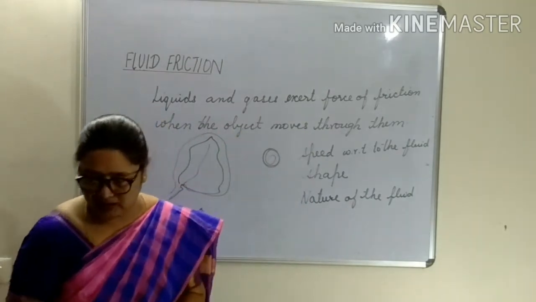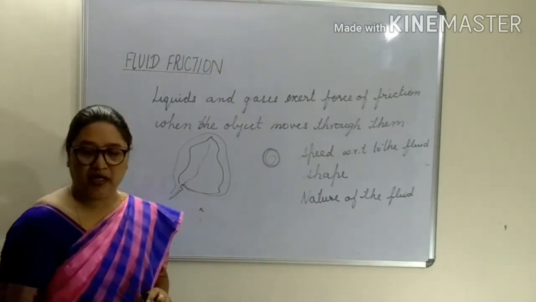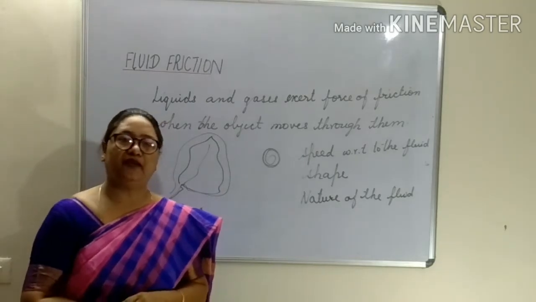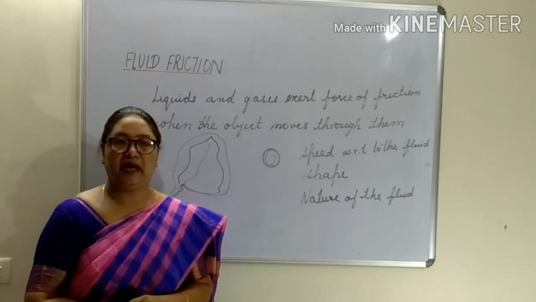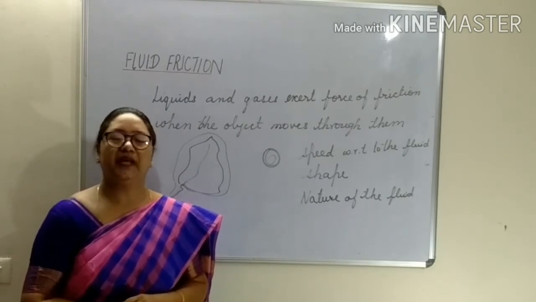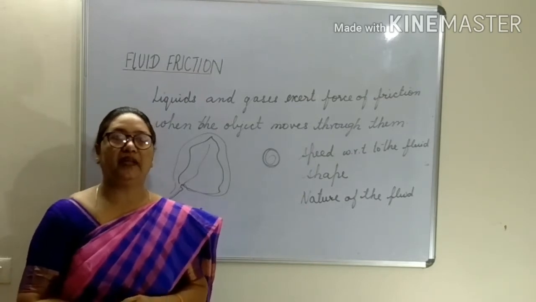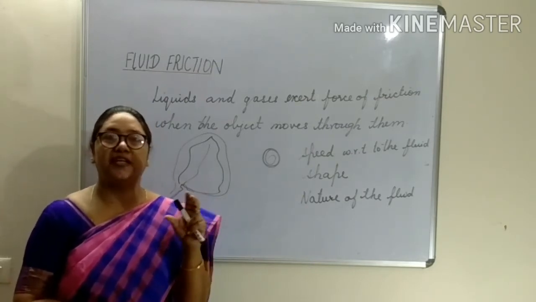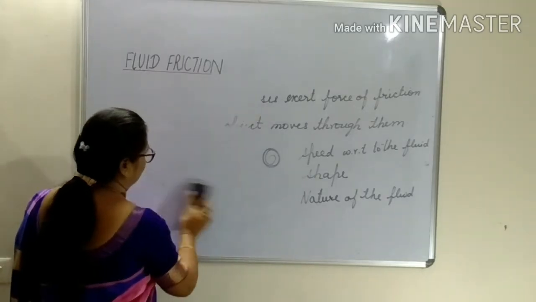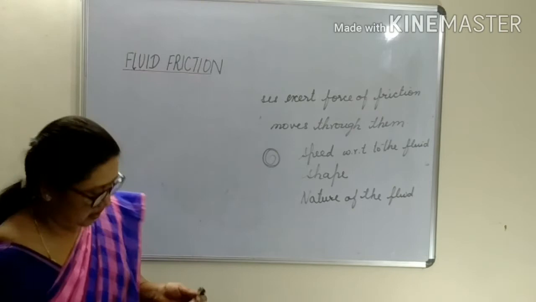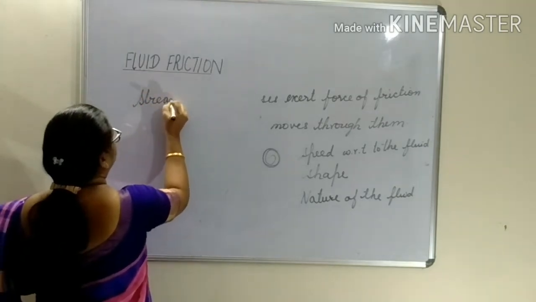Now it's time to speak about what is streamline. So can we minimize the fluid friction? Now the question arises, can we reduce the fluid friction? Yes, we can reduce the fluid friction by giving the object a streamlined shape. What is a streamlined shape? This is a new word for you. Streamlined.